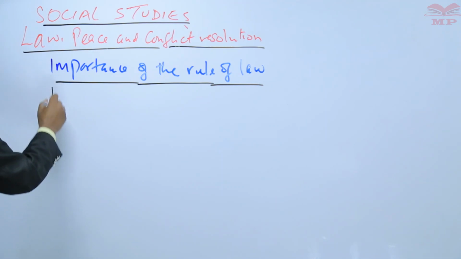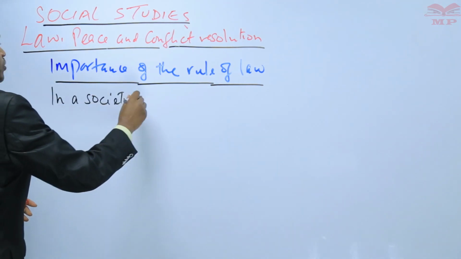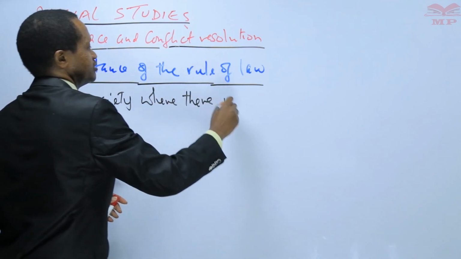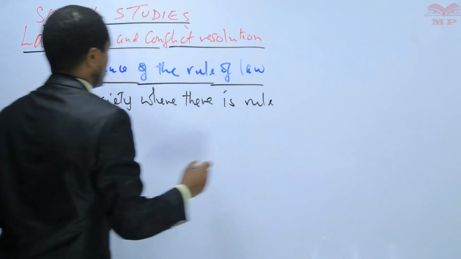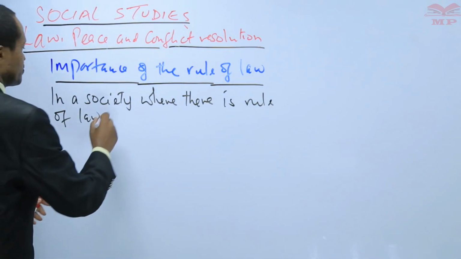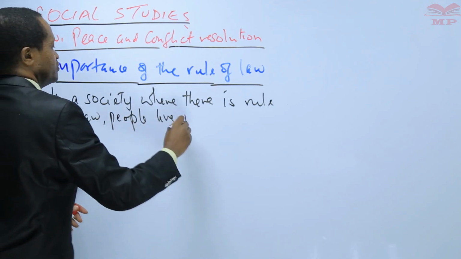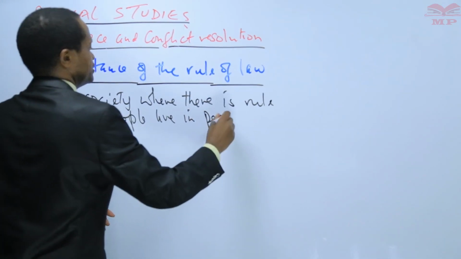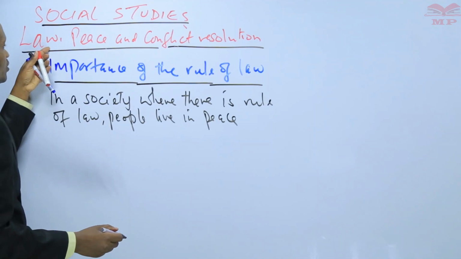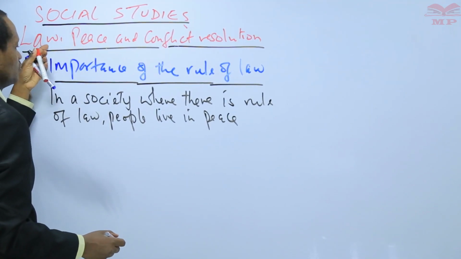In a society where there is rule of law, people live in peace. That's why our topic is law, peace, and conflict resolution. There can be no peace without law.